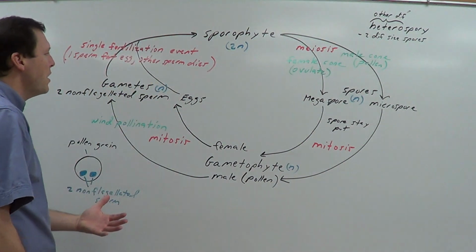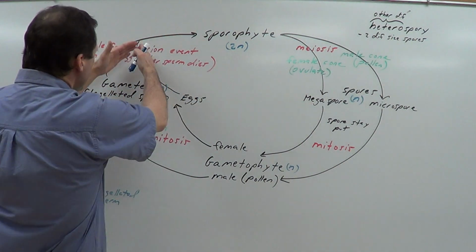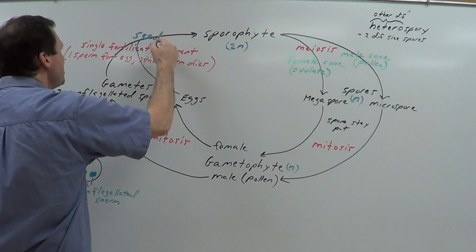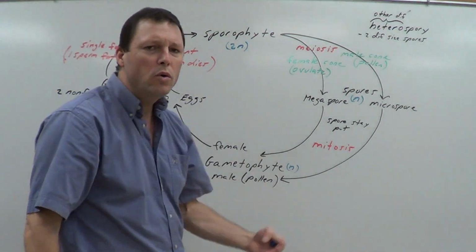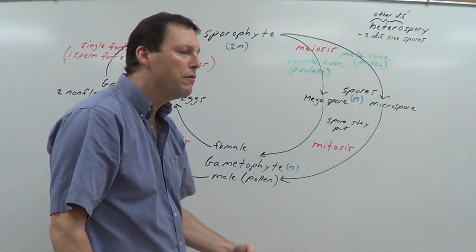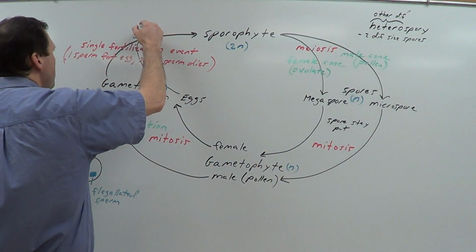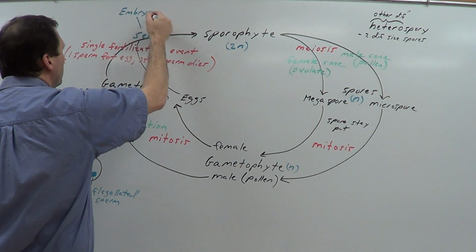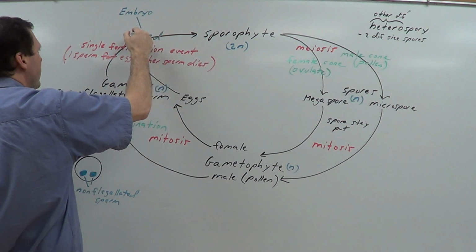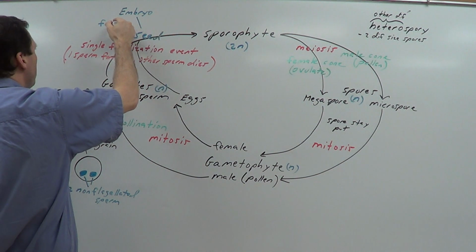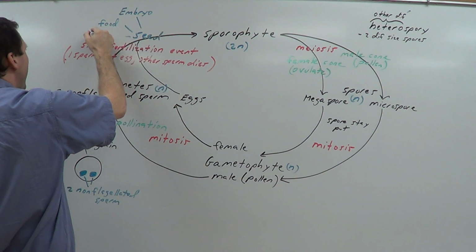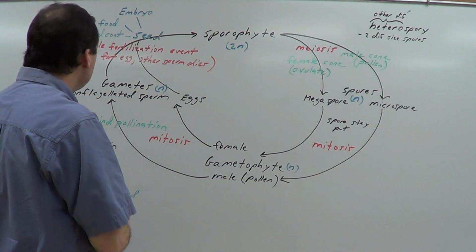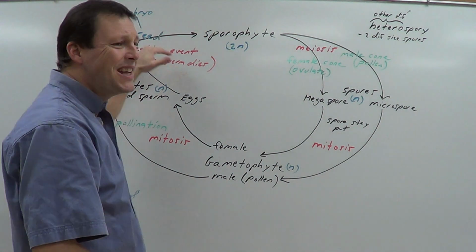Now the final thing I want to talk about here is once fertilization does occur, we're going to have seed development. We're going to produce seeds. And seeds are only produced after a fertilization event. And a seed consists of 3 parts: an embryo, which is the baby sporophyte, a food source, and a seed coat. This is a protective covering. In the food source, seeds contain a food source.